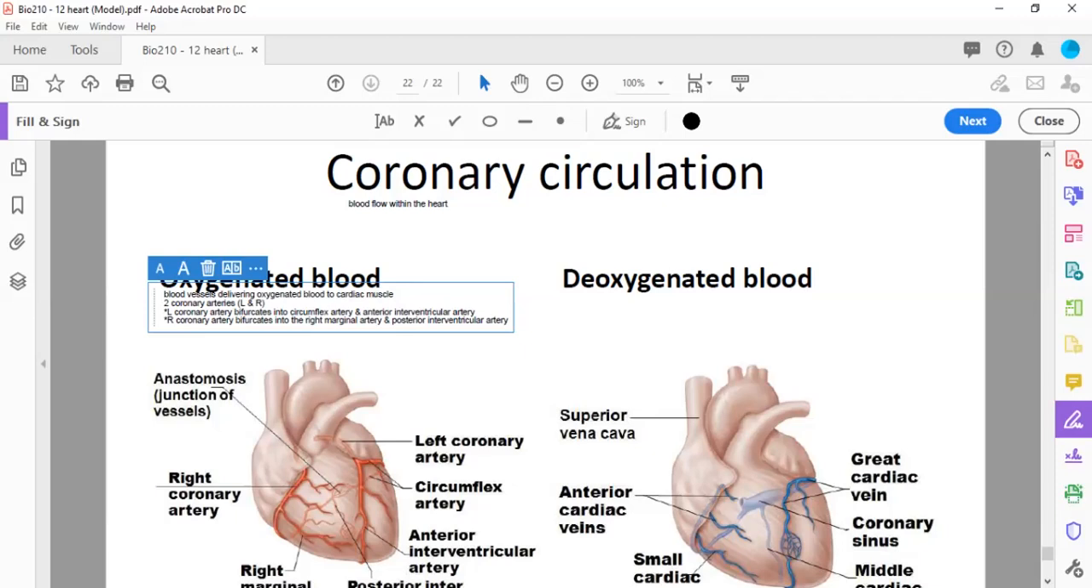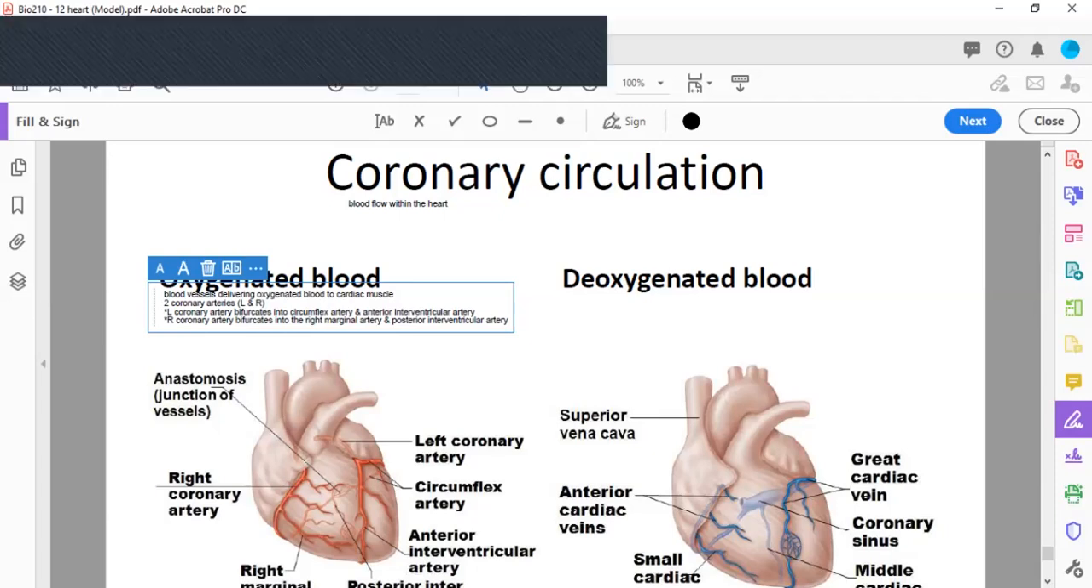So what we can say is that a blockage in any of the coronary arteries can lead to the death of cardiac muscles, which would reduce the function of the heart. Which means the heart as a pump would become weakened.